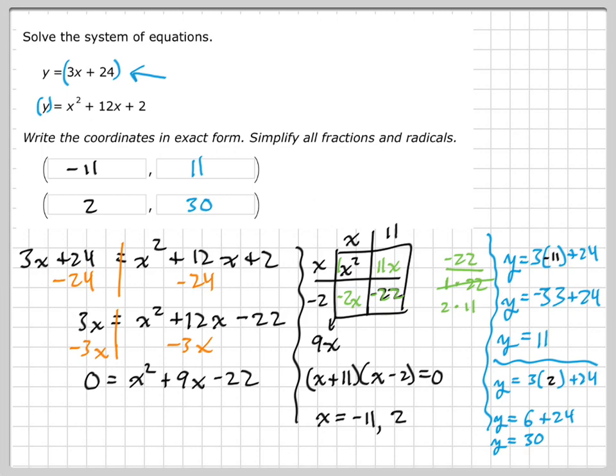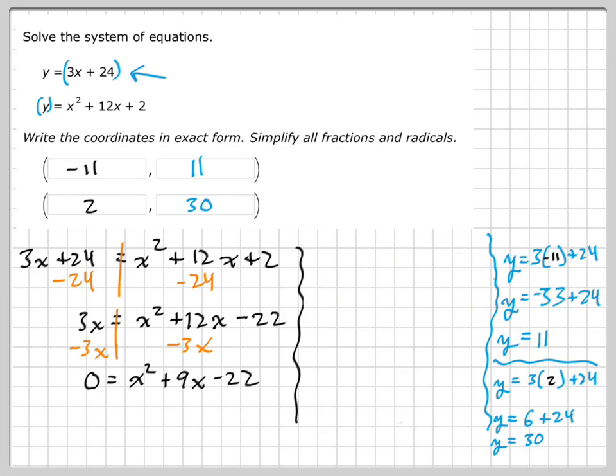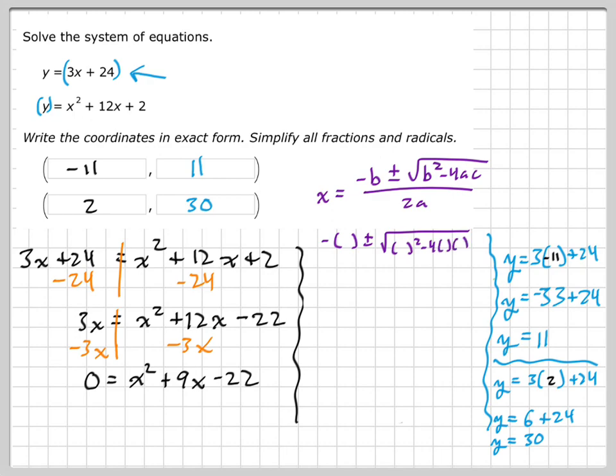And I'm done. Okay, but I told you guys, I want to show you the other ways that you can solve this. Now I'm going to try to do it with the quadratic formula. In order to use the quadratic formula, you have to know what the a, b, and c are so you can plug them in. The a is the 1, the b is the 9, and the c is the negative 22. So when you plug them all in, this is what it looks like.